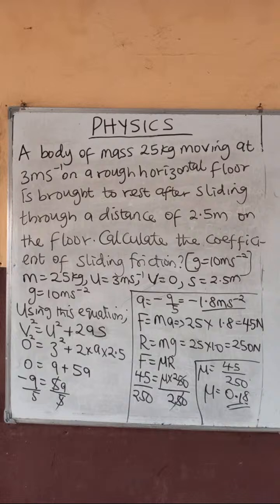V squared equals U squared plus 2AS. A is acceleration and S is distance. And we are looking for acceleration. We are given distance in the question as 2.5 meters. You don't understand the first equation, okay?